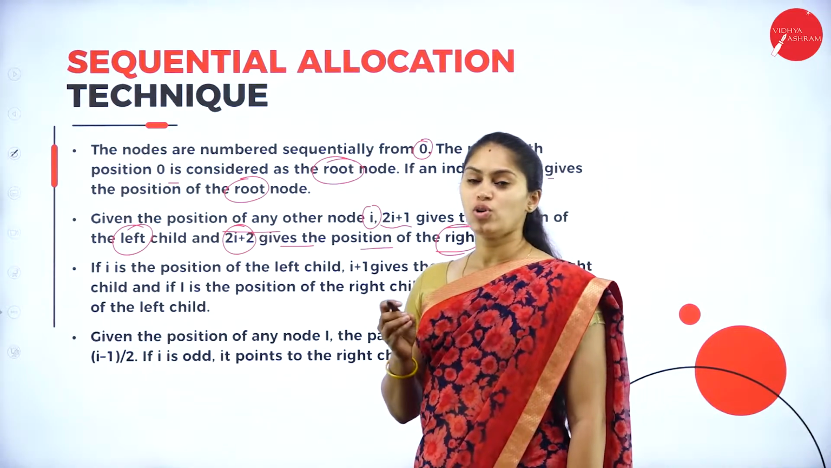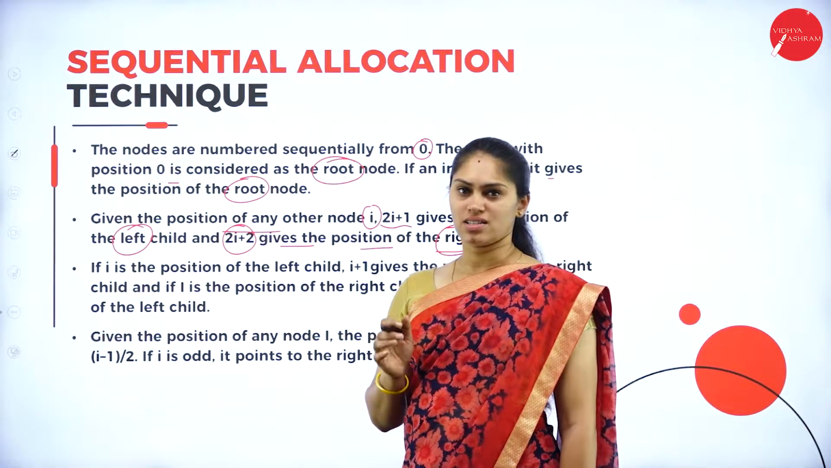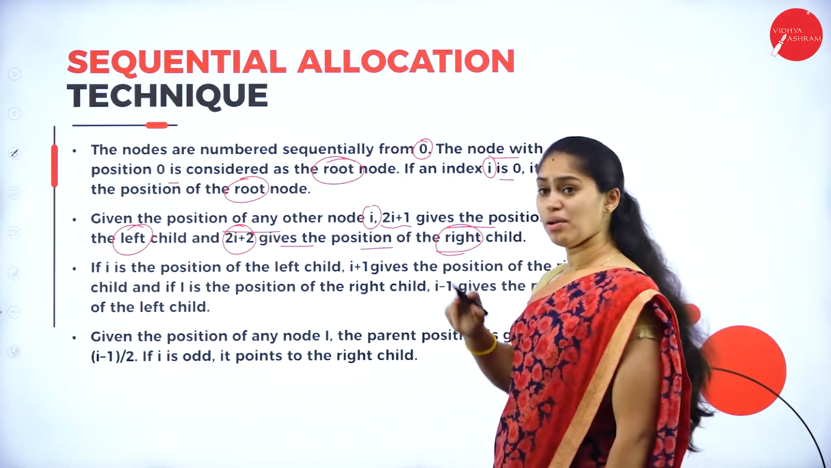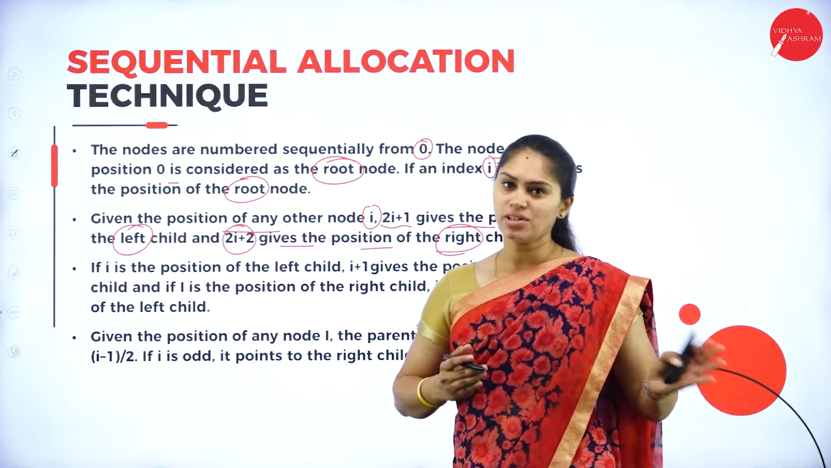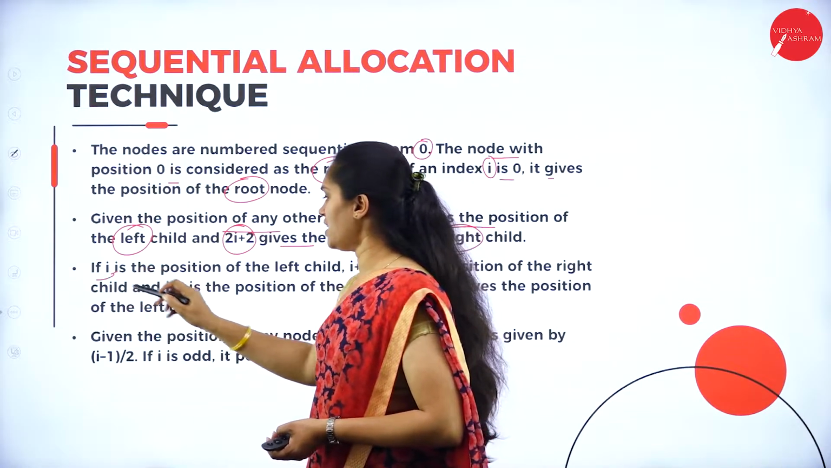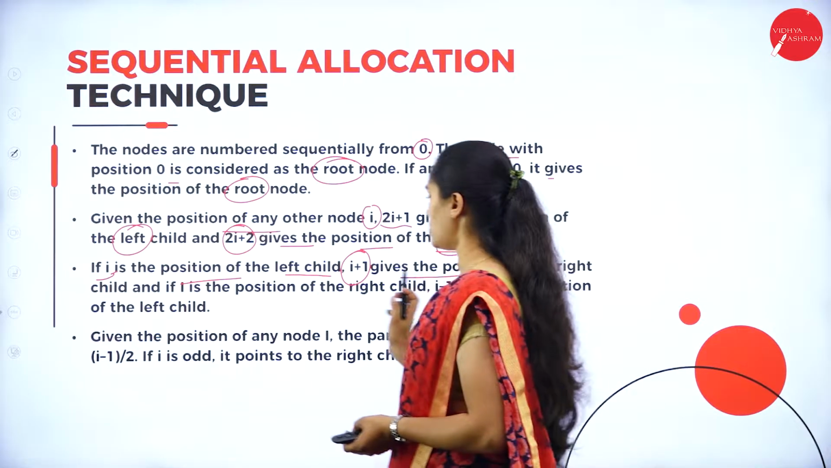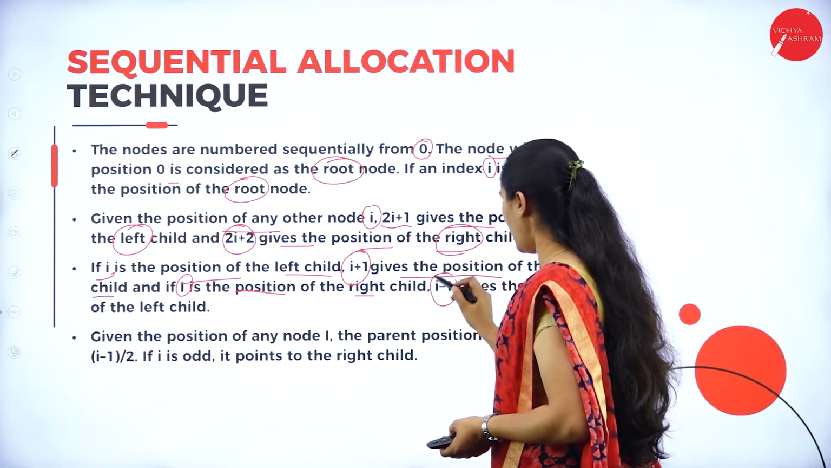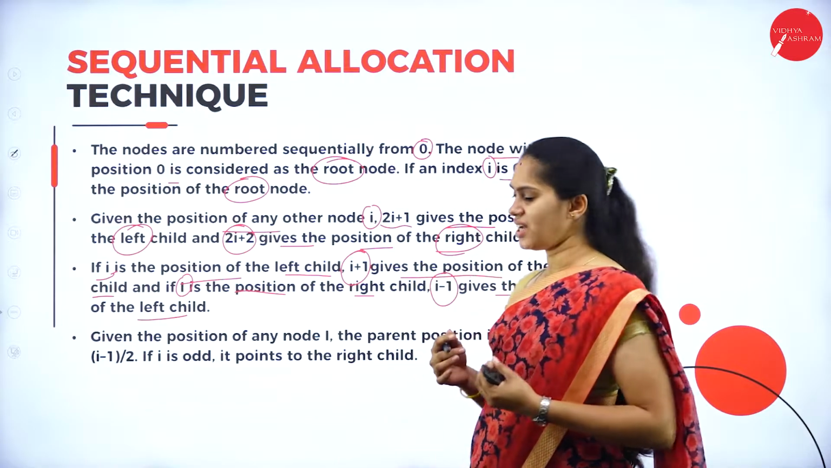If I want to know its address, or if you want to represent its memory allocation, you must know the address. If i is equal to 0, that is the root node. If it is 2i plus 1, that gives the address of the left node, and if it is 2i plus 2, that gives the address of the right child node. If i is the position of the left child, then i plus 1 gives the position of the right child. If i is the position of the right child, then i minus 1 gives the position of the left child. This is just a mirror image.